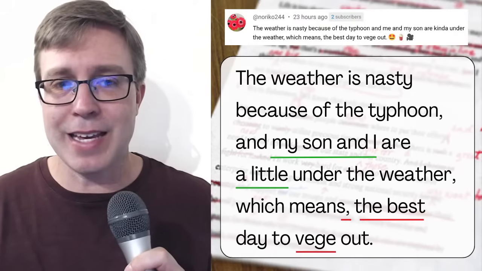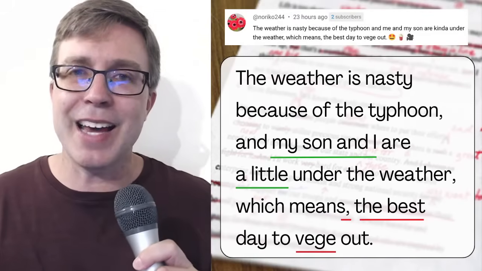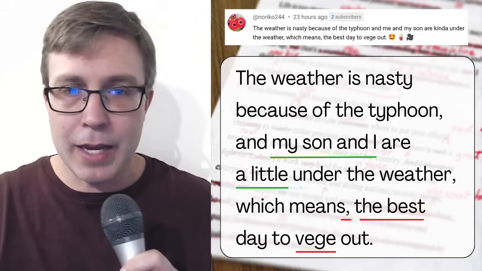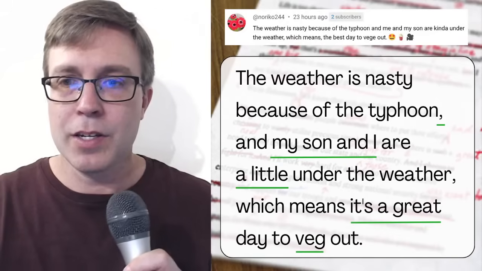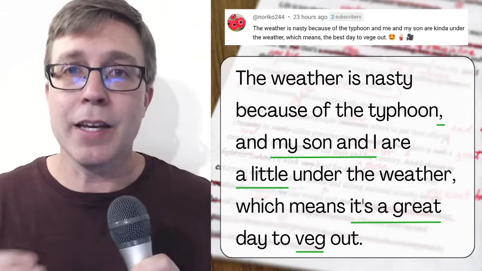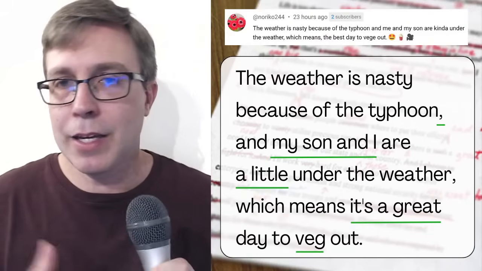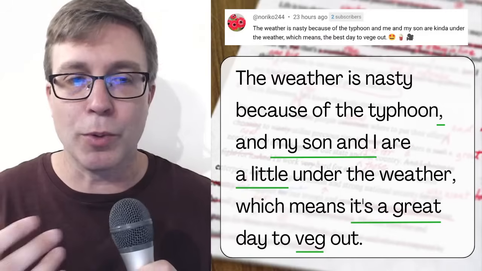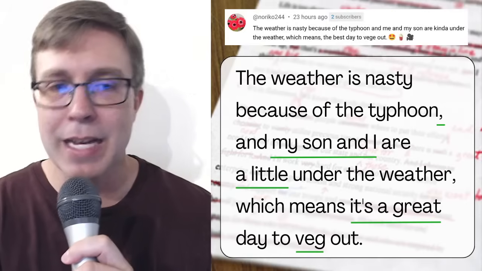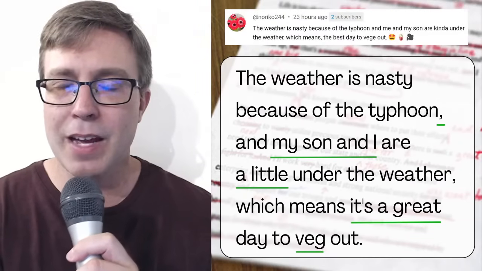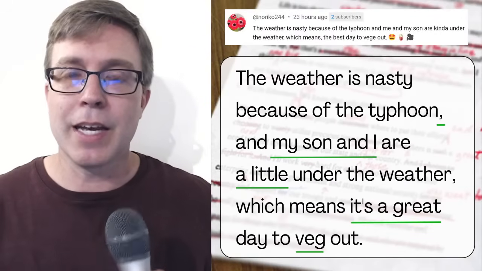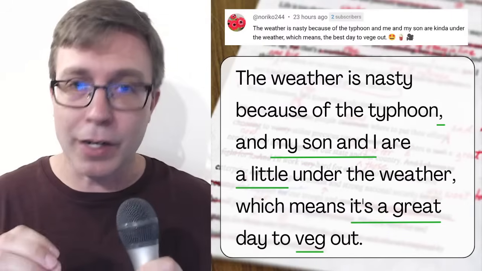And what I would say is, in this context, I don't know if it's like the best of all others. I had switched this around to just say, like, it's a great day to veg out. The problem was the spelling. If you're talking about vegging out, it's just an informal phrase which means to relax or take it easy. So instead of like the best day, I would go with something a little more like it's a great day or it's a good day to veg out, instead of using that superlative.